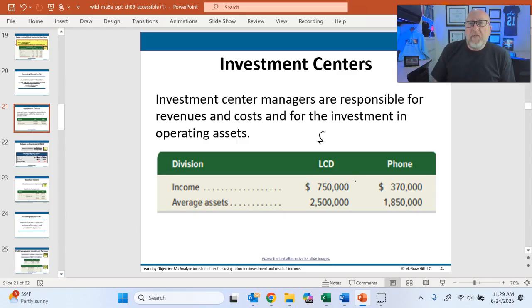So we have income. We have two divisions in this example. We have an LCD division and a phone division. Okay, I guess we're making TVs and phones. And the LCD division has 750,000 in income, whereas the phone division only has 370,000. However, the average assets employed within the LCD division are 2.5 million, and in the phone brand, 1,850,000. Okay, so now I want to know, is the LCD outperforming the phone? Is the phone outperforming the LCD? How do we go and look at this?